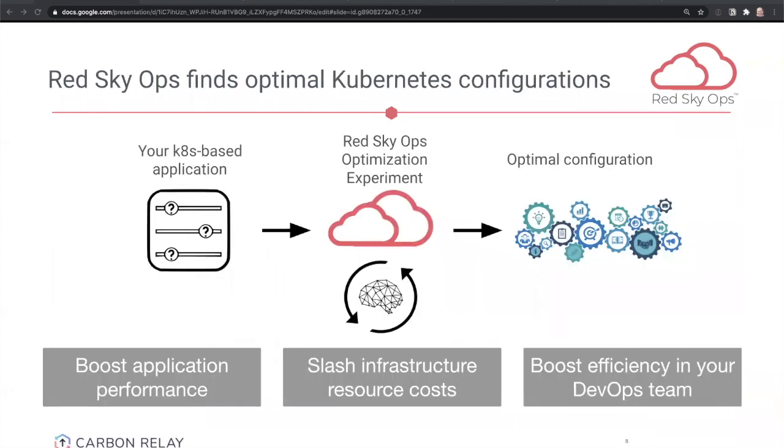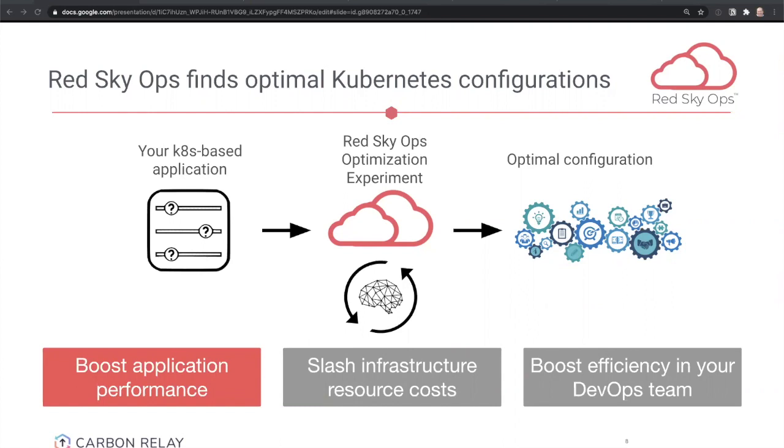We find optimal Kubernetes configurations with Red Skyopt. It's your application, and ultimately you want to be able to boost the performance of that application. We actually do that through an optimization experiment. So we run, in down-level environments, experiments on your code to flesh out how that code behaves under pressure, under load, so that we can give you the optimal configurations for your application.